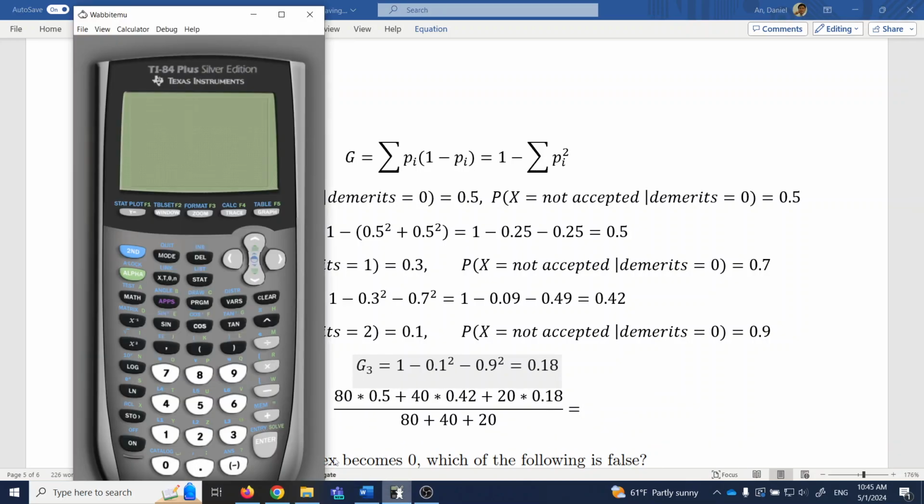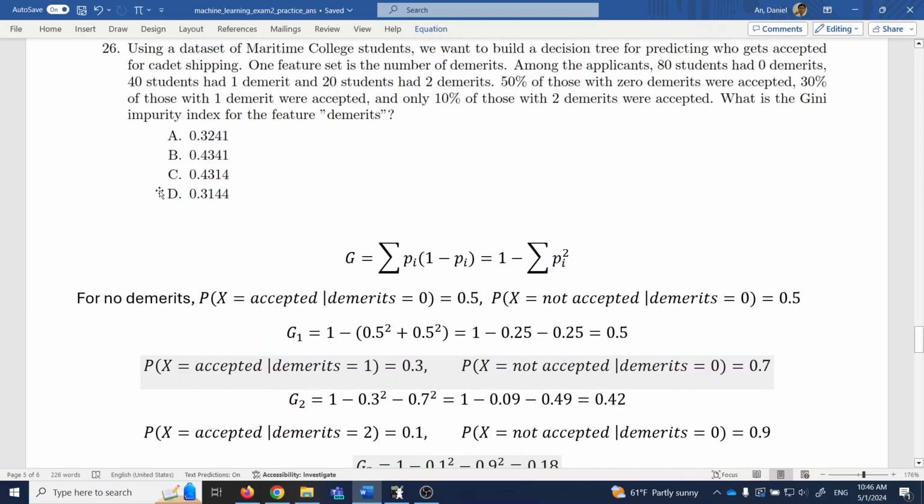So let's see, it's going to be parenthesis 80 times 0.5 is 40, so let me just put 40, and then plus 40 times 0.42 plus 20 times 0.18. And then 80 plus 20 plus 40 is 140, so we're going to divide it by 140. Let's see what we get. That's 0.4314. 0.4314 is C.